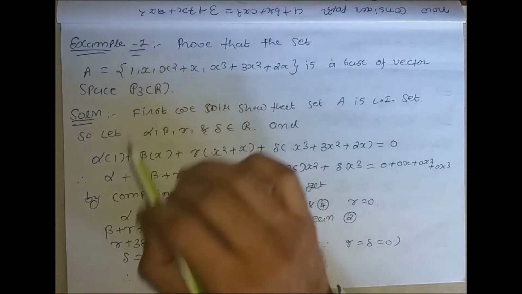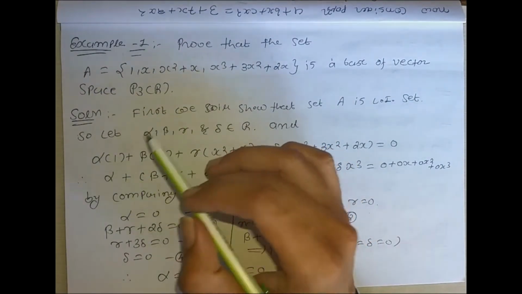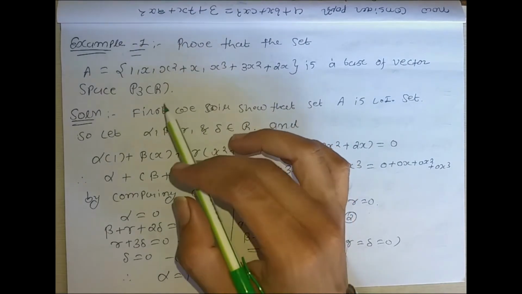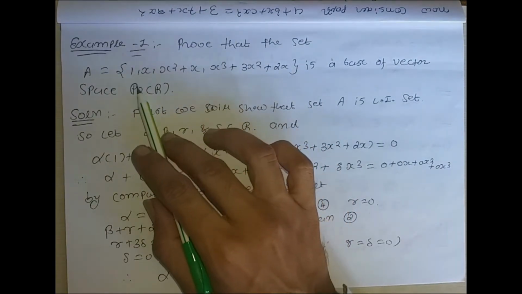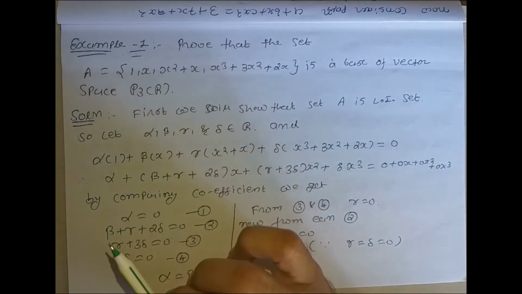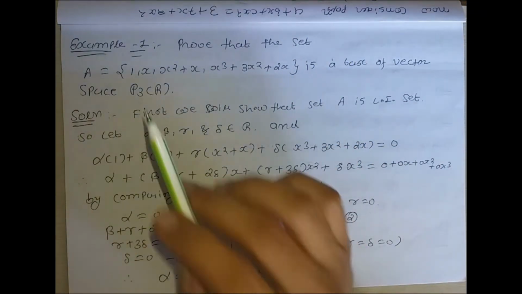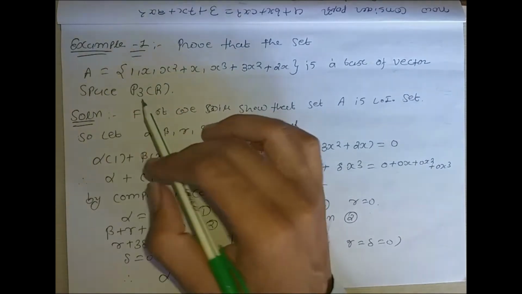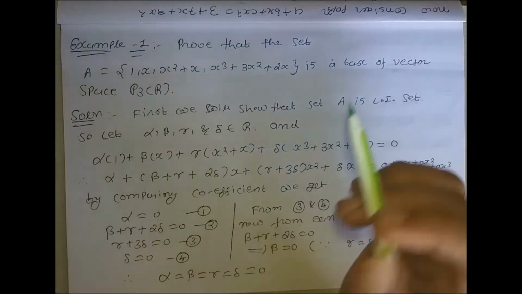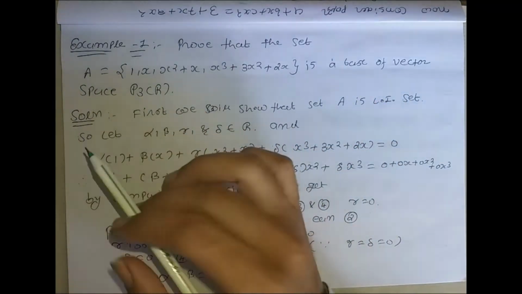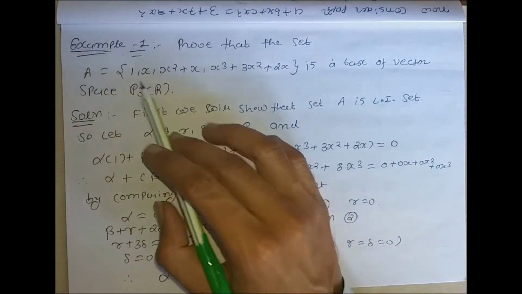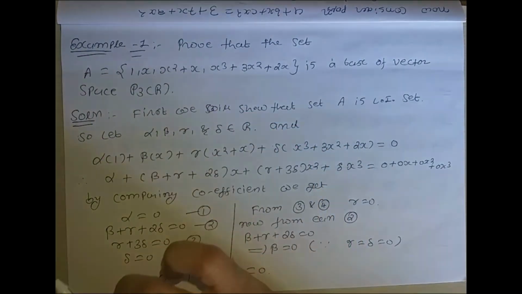What is P3R? P3R is the set of all polynomials with real coefficients of degree 3, because here it is 3. So it is the set of all 3 degree polynomials with real coefficients. Our aim is to show that A is a basis for this polynomial space. So to prove set A is a basis, first of all we will show that A is linearly independent. Then after we will show that span of A is equal to P3R.